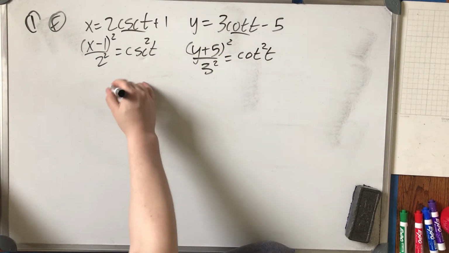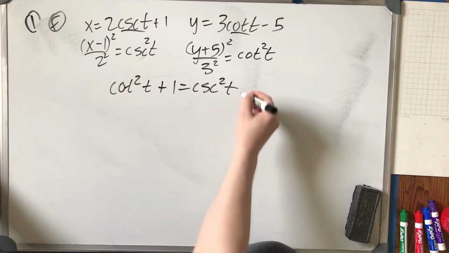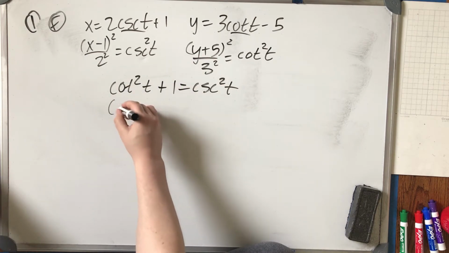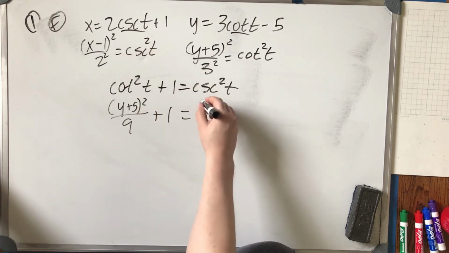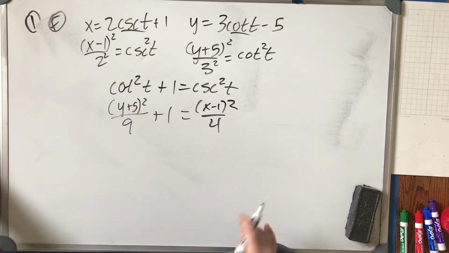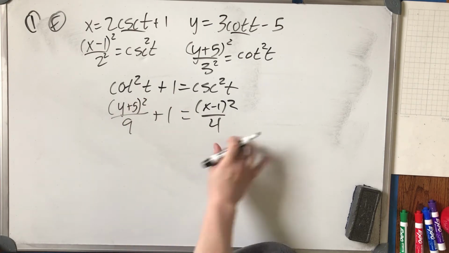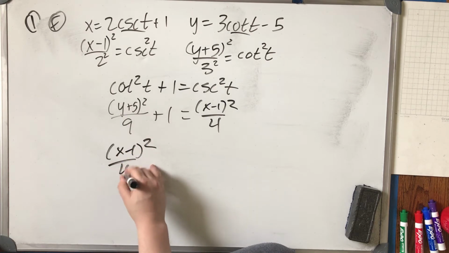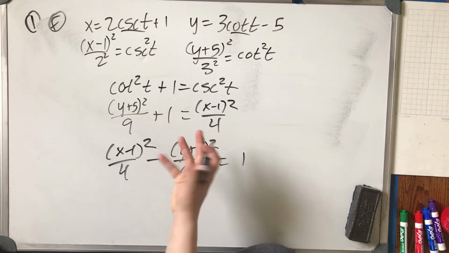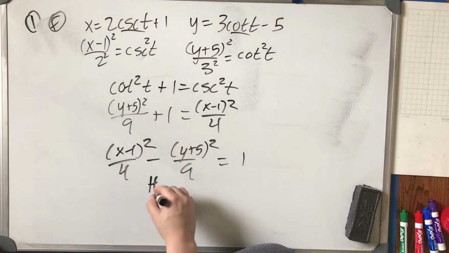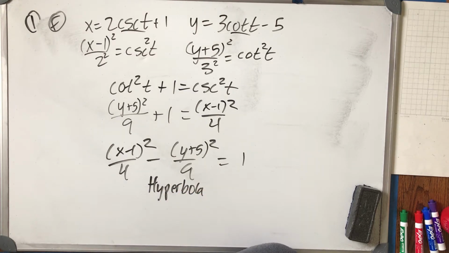So let's see, which one are we using? We're going to use cotangent squared t plus 1 equals cosecant squared t. So plug these things in. I'm going to get (y plus 5) squared over 9 plus 1 equals (x minus 1) squared over 4. And I'm just going to get the 1 by itself. So I'm going to subtract this to the other side, so I'll have (x minus 1) squared over 4 minus (y plus 5) squared over 9 equals 1. Minus with both of them squared, that's a hyperbola. Hyperbola. There we go. Question 1, done.